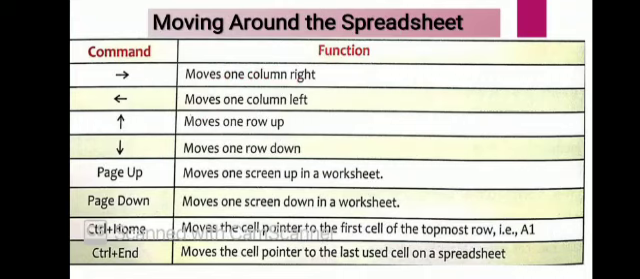Page up key moves one screen up in a worksheet, and page down moves one screen down in a worksheet. Similarly, Control plus Home key moves the cell pointer to the first cell of the topmost row, that is A1. When you press Control plus Home, it will display the cell A1. And if you press Control plus End, it moves the cell pointer to the last used cell on the spreadsheet. So these are several commands and their functions that are very useful while using a spreadsheet.